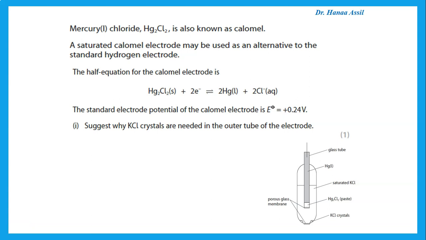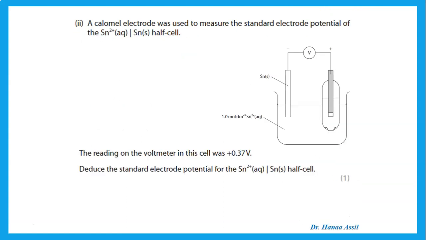Suggest why potassium chloride crystals are needed in the outer tube of the electrode. Can you see the setup of the electrode? A glass tube, mercury liquid, saturated. I want the solution there to be what? Saturated potassium chloride. So I keep potassium chloride crystals at the bottom to keep the solution saturated with chloride ions.